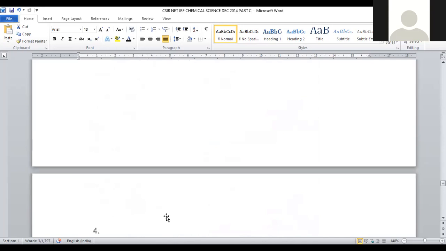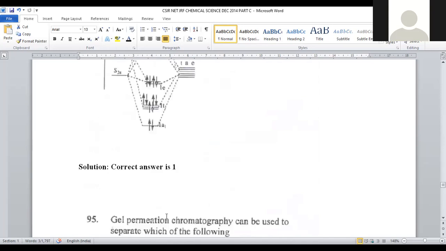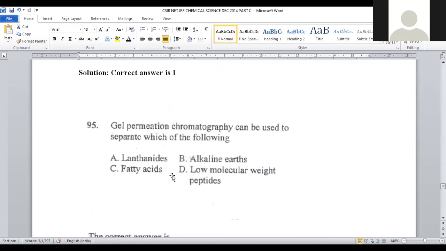Let us move on to question number 95. Gel permeation chromatography can be used to separate which of the following? Gel permeation chromatography. What is the purpose of gel permeation chromatography?